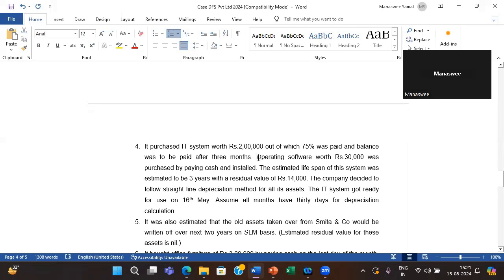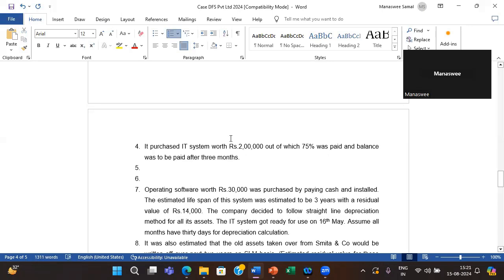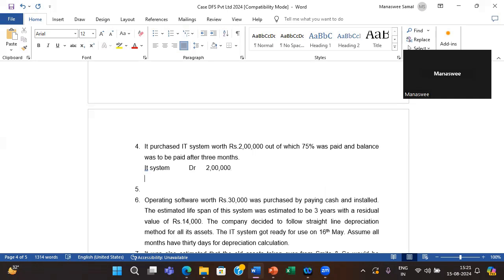So let us record this part of the transaction. IT systems, we'll just call it IT system. Okay. IT system debit. This is an asset. Debit would be, of course, 2 lakh rupees. Asset is increasing, so we are using the word debit. And then your cash is decreasing. Cash is an asset. Therefore, cash you have to credit, isn't it? Cash is decreasing means cash will be credited.